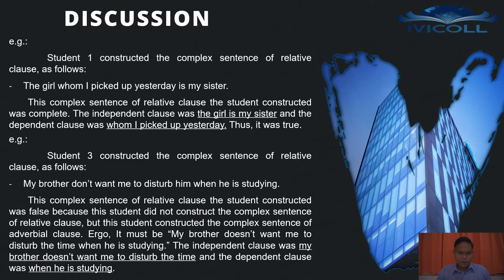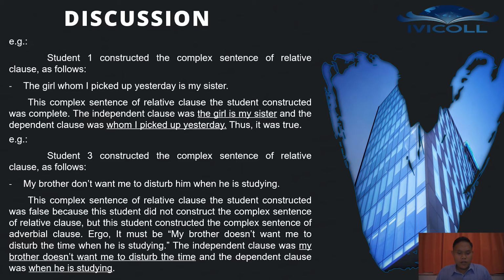Well, you can see the instance here. Student 1 constructed the complex sentence of relative clause as follows. The girl whom I picked up yesterday is my sister. This complex sentence of relative clause the student constructed was complete. The independent clause was the girl is my sister, and the dependent clause was whom I picked up yesterday, thus it was true.